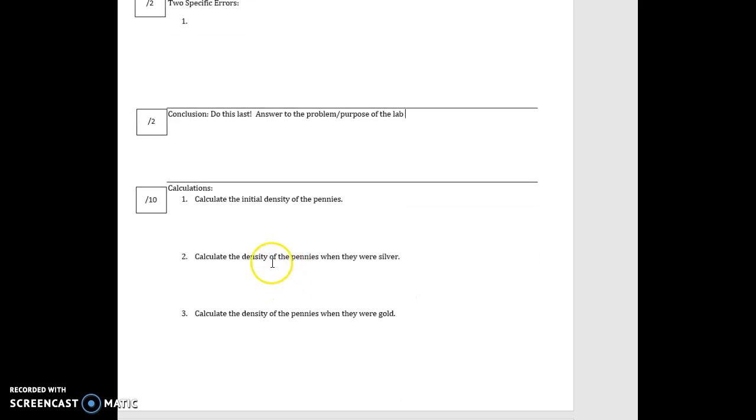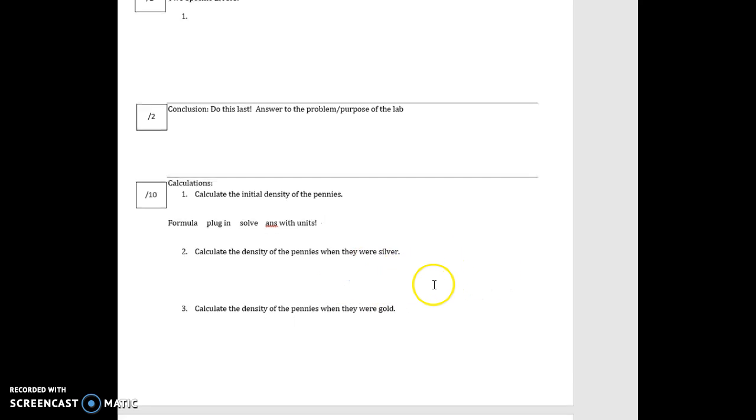Down here on the calculations, you're going to calculate the density of the pennies. Remember, don't forget to write the formula. Then show your plugging in. Then show your solving, and your answer with units. That's how you get your full points on all of your calculations. Make sure you do formula, plug in, solve, and your answer with units.